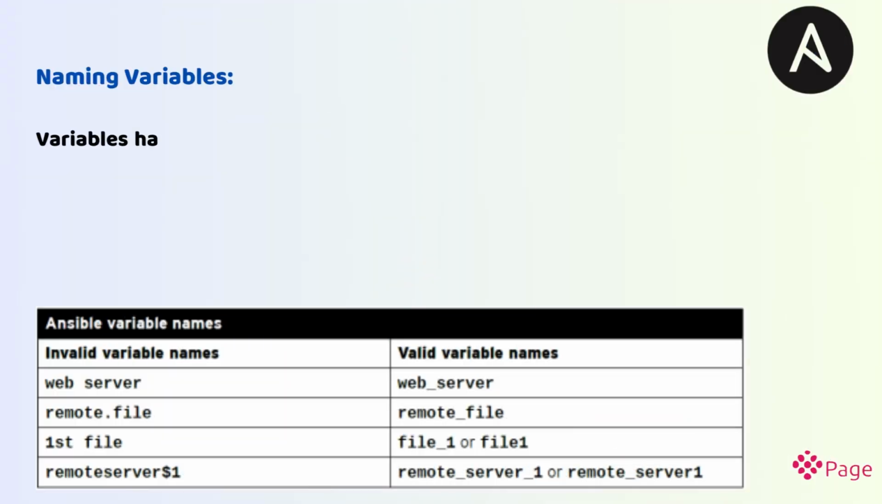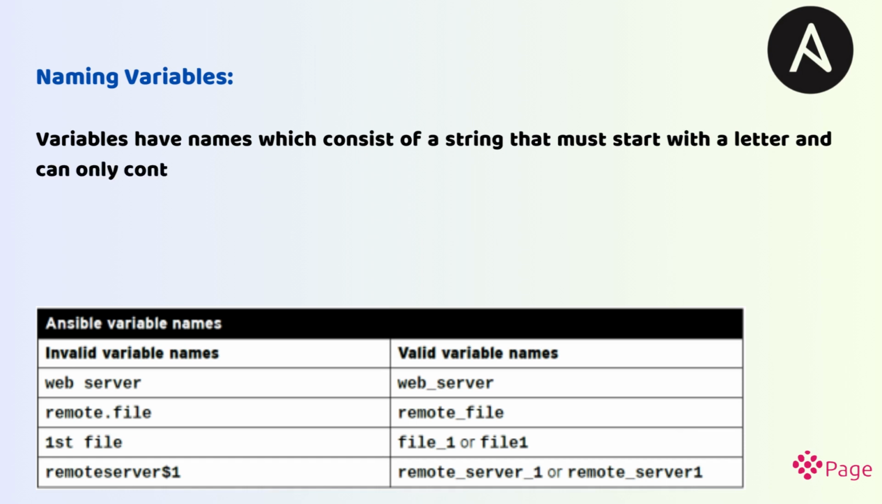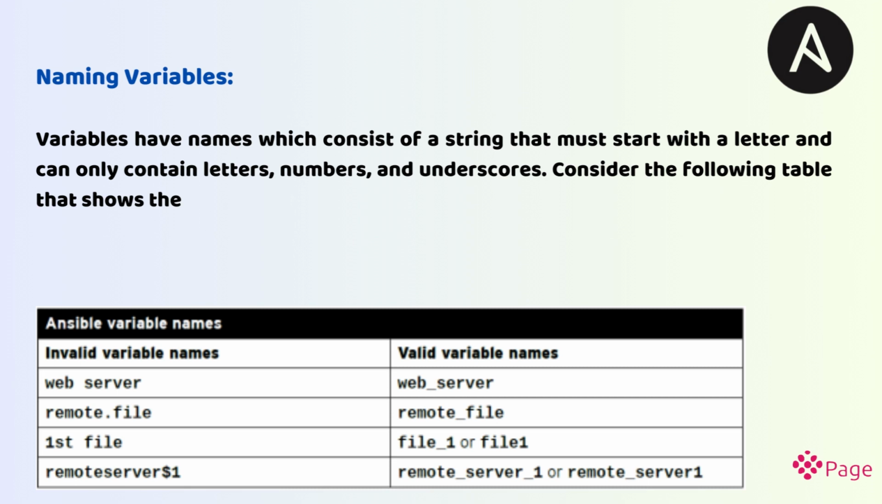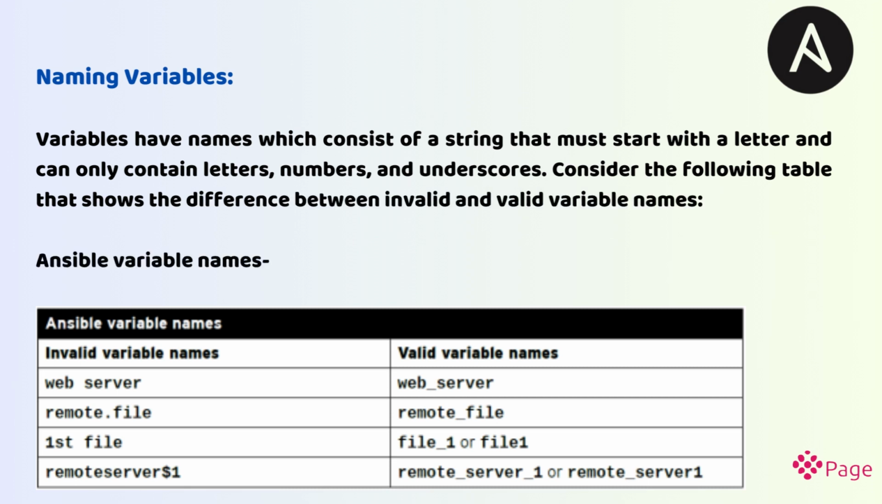Naming variables. Variables have names which consist of a string that must start with a letter and can only contain letters, numbers, and underscores. Consider the following table that shows the difference between invalid and valid variable names. Ansible variable names.